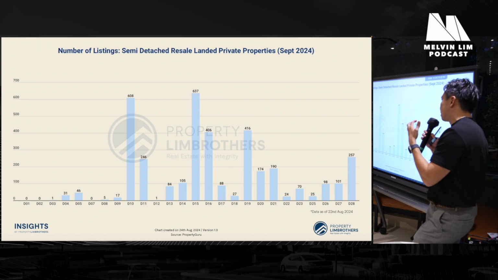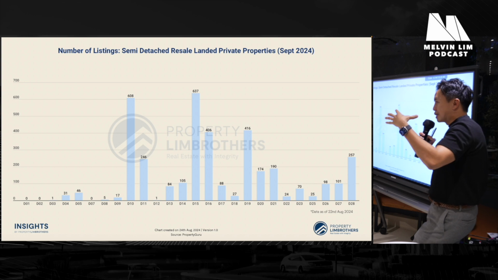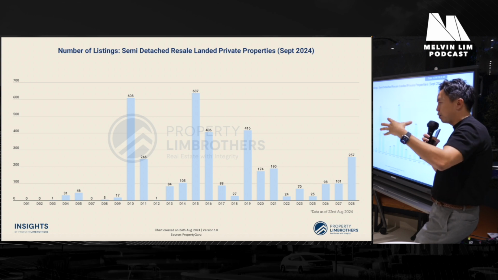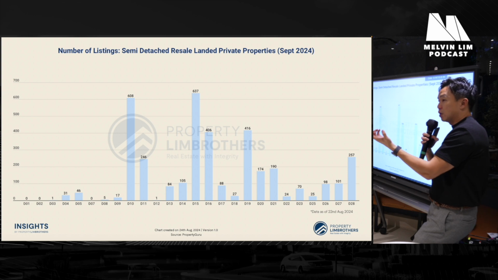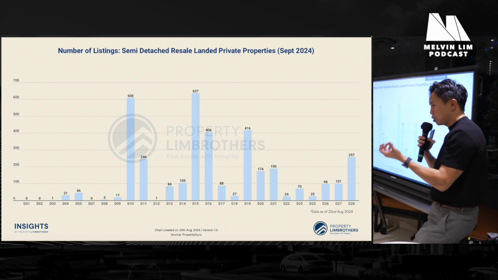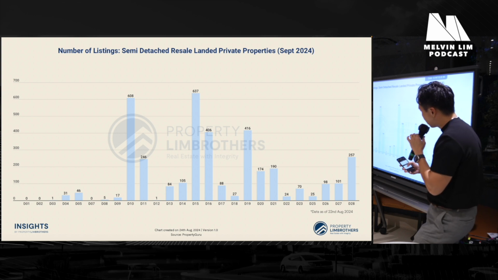Now, what this tells us is that, based on certain districts' size in terms of the landed enclave, there are certain types of landed that have more, and certain types that have less. Now, what does this mean? Later, I will show you another graph, okay?